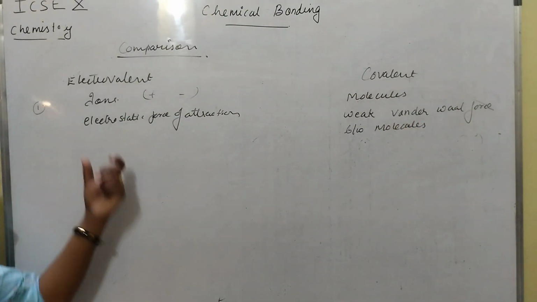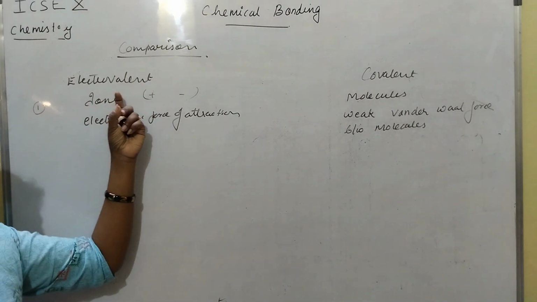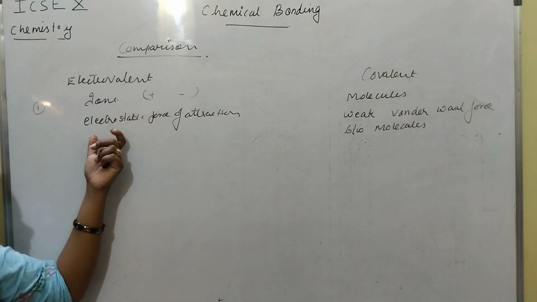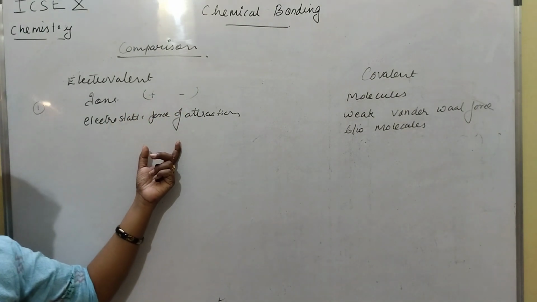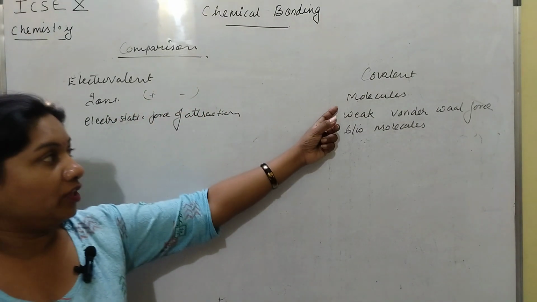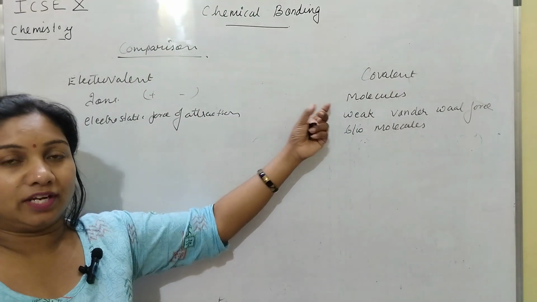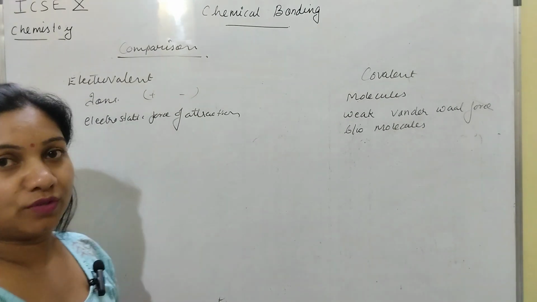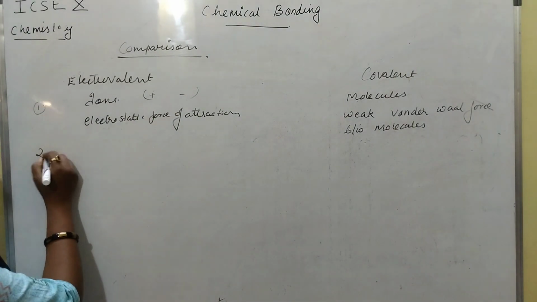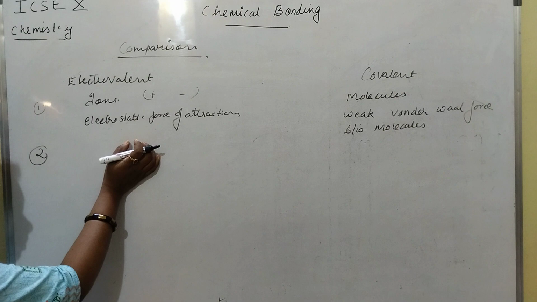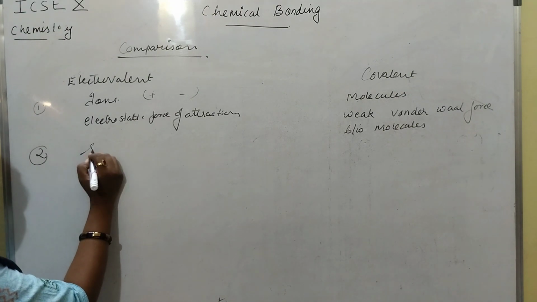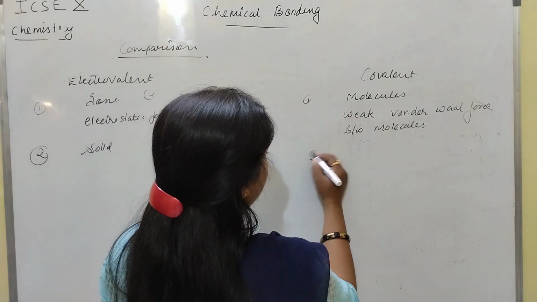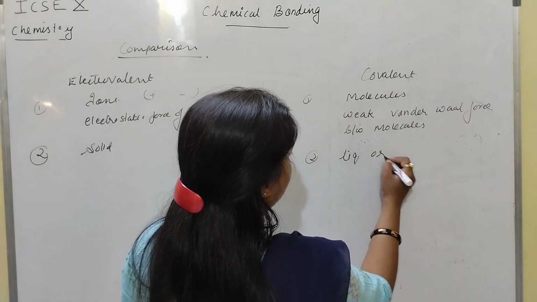So the first comparison: electrovalent compounds are made up of ions, and ions being oppositely charged particles have a very strong electrostatic force of attraction, whereas covalent compounds are made up of molecules, and there exist very weak van der Waals forces between the constituent molecules. Second, if there is a strong force of attraction, they are generally solid, and covalent compounds are generally liquid or gas.